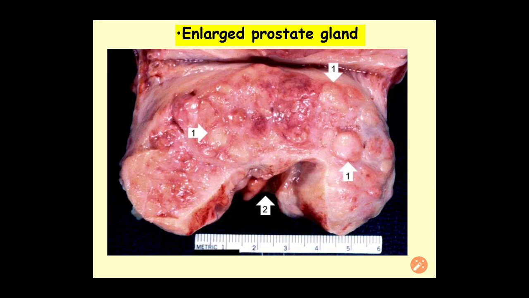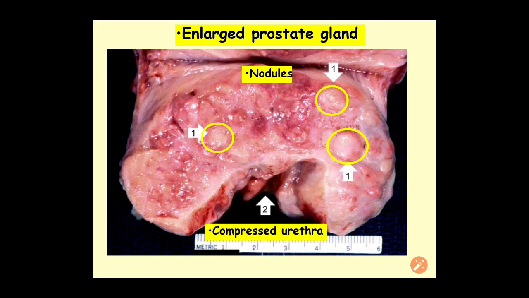You can see, in addition to the fact that the size is bigger, on the cut surface the presence of these white nodules, right? And these white nodules are actually what you call the prostatic hyperplasia.